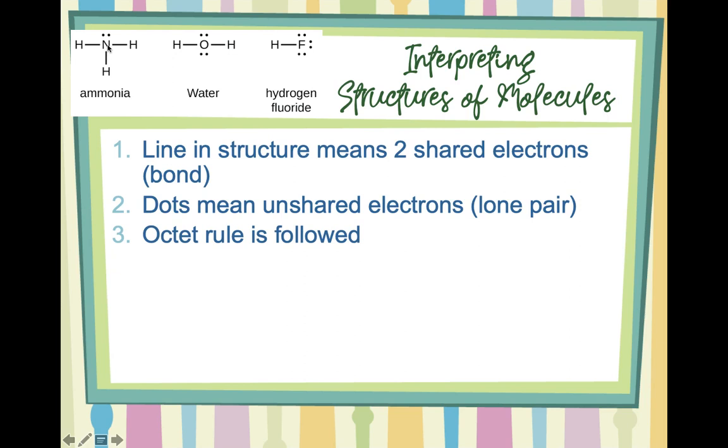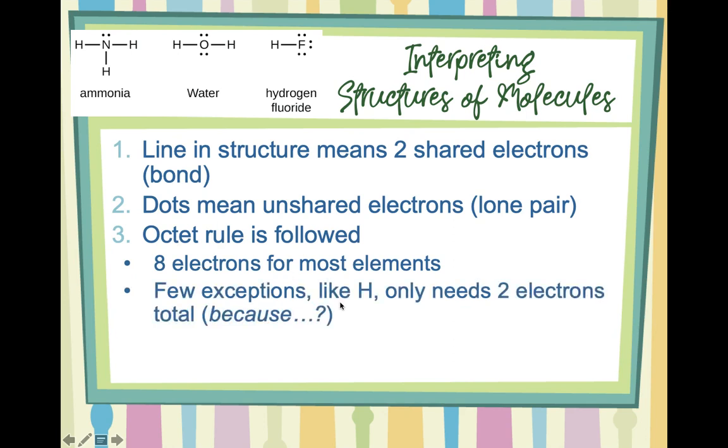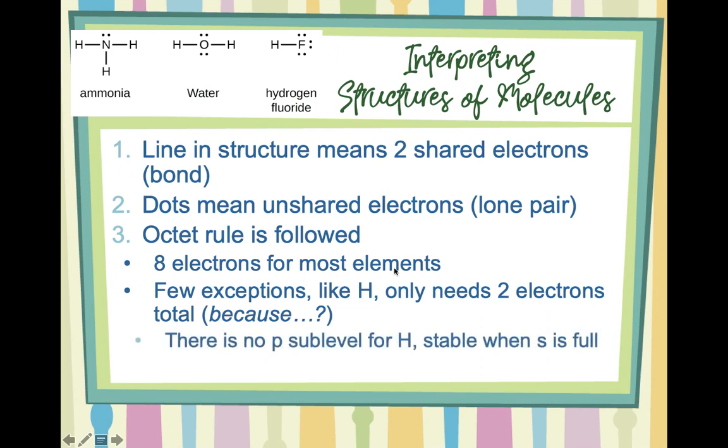For example, look at this nitrogen. We said that the line means two electrons. So there's 1, 2, 3, 4, 5, 6 electrons in the bonds, and then 7, 8. So this nitrogen has 8 electrons, octet rule. Most elements, remember, 8 is the octet rule. A few of them, remember, sometimes it's only 2, and that's because of the s block versus the p block.